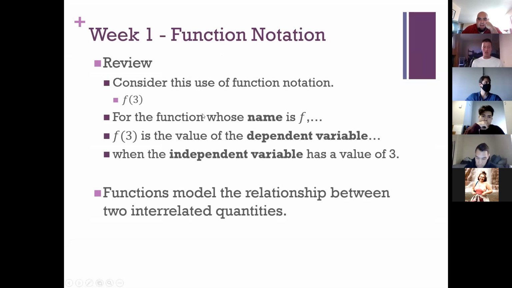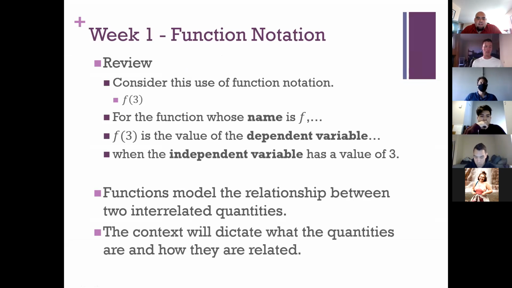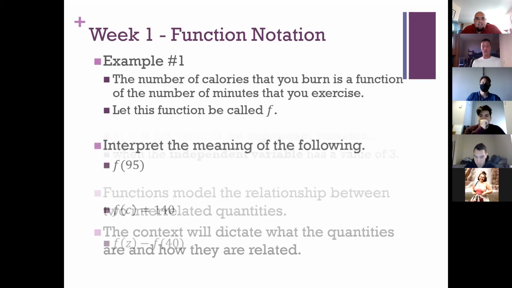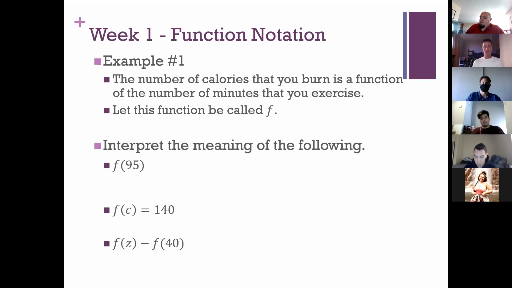So again, functions model the relationship between two interrelated quantities. You've probably heard the language of inputs and outputs before. So in this case, our independent variable would be the input variable. So whatever 3 represents, I want that function to tell me, all right, when you have 3 of this quantity, it results in f of 3 of some other quantity. So the context will dictate what the quantities are and how they're related. So having said that, let's look at a context here.